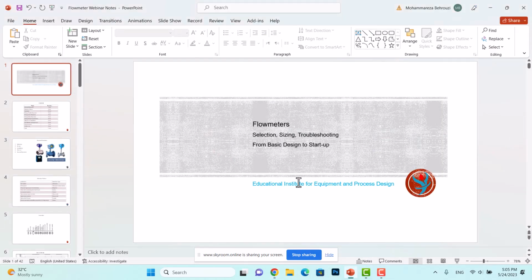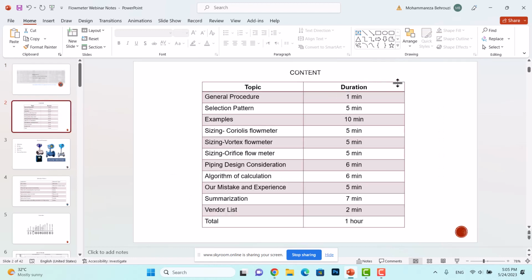As you know, this webinar is about flowmeter selection, sizing, and troubleshooting from basic design to startup. The content of this webinar consists of general procedure, selection pattern, examples, sizing Coriolis flowmeters, vortex flowmeters, orifice flowmeters, piping design considerations, algorithm of calculations, our mistakes and experience, summarizations, and vendor list. In total it's going to take about 60 minutes, or 1 hour, to finish this webinar.